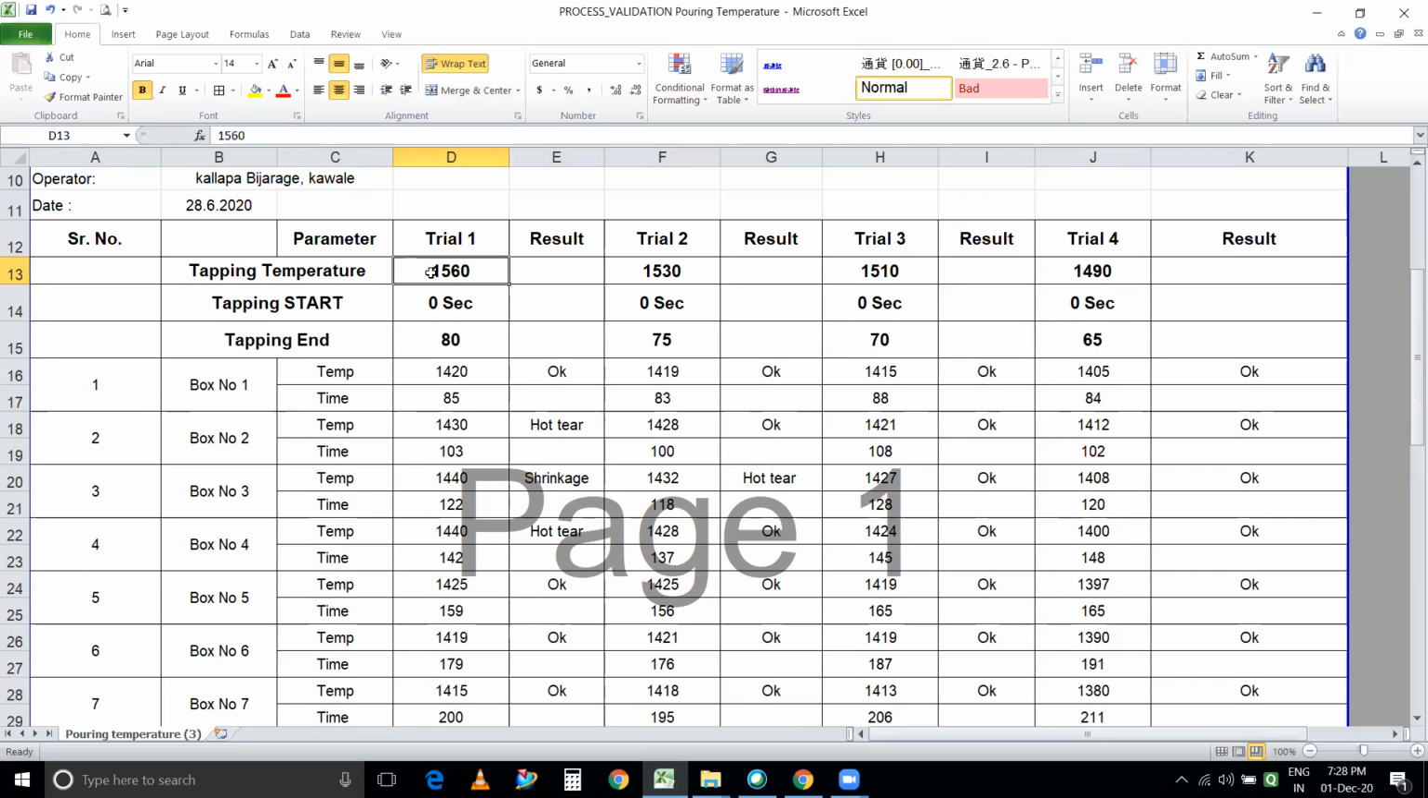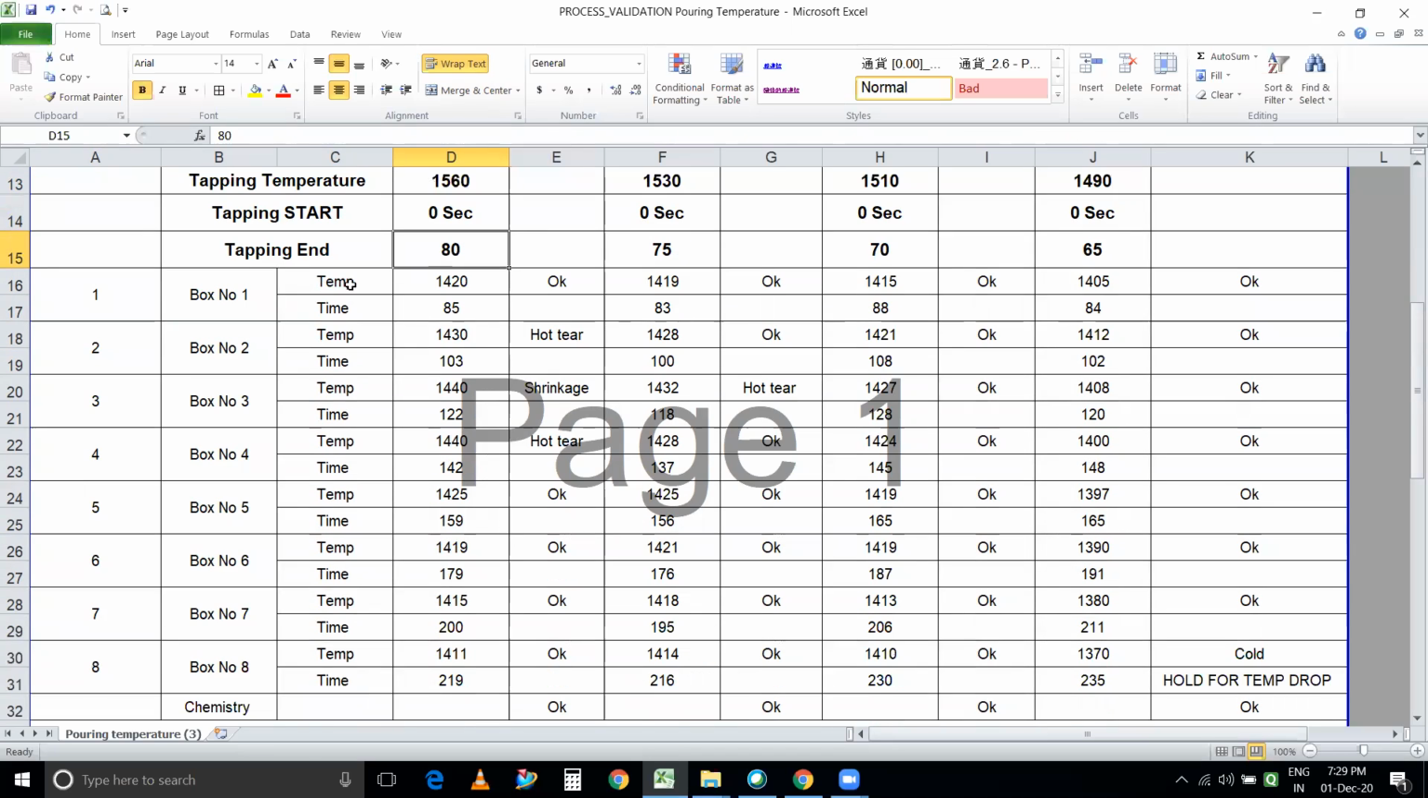Definitely, according to the tapping temperature, pouring temperature varies. So as I have said, validation decides the process limit. So we have taken different tapping temperatures so that we can get different pouring temperatures. I started with the max temperature 1560, with tapping start time 0 seconds, and tapping ends after 80 seconds. Then first box pouring starts. So likewise per box temperature and its cumulative time has been recorded.